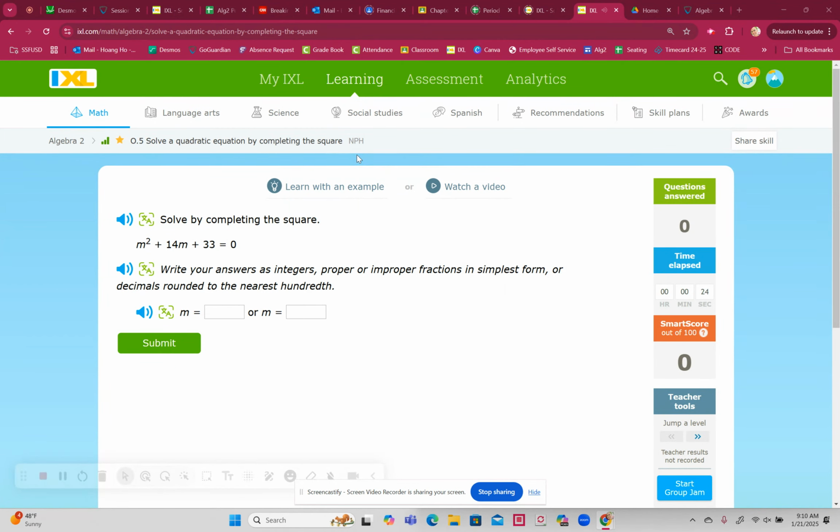The constant number you have to move to the right side. So that's the first step. Now you rewrite over here: m squared plus 14m equals negative 33.